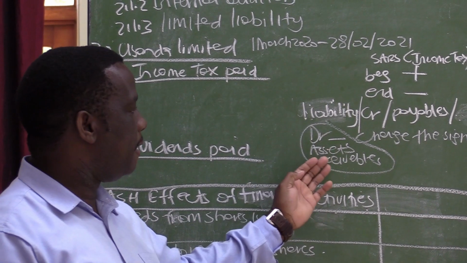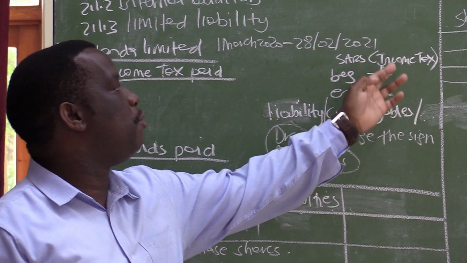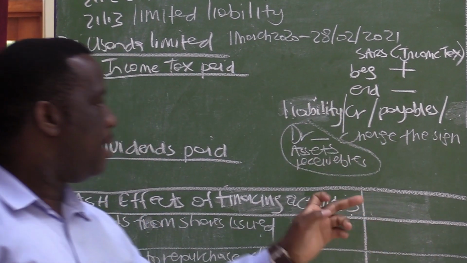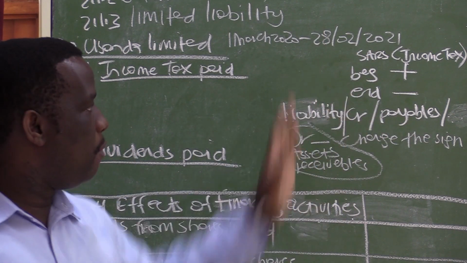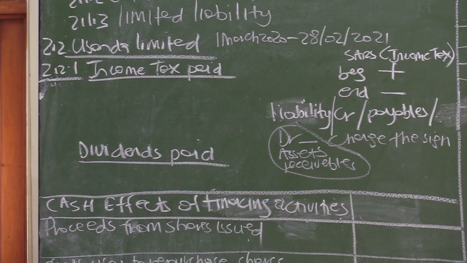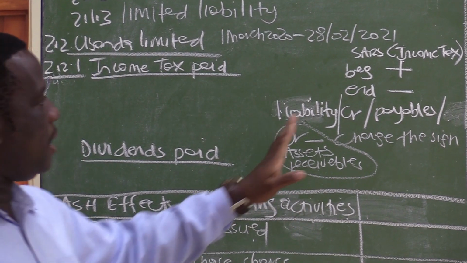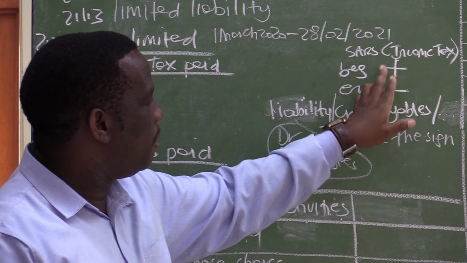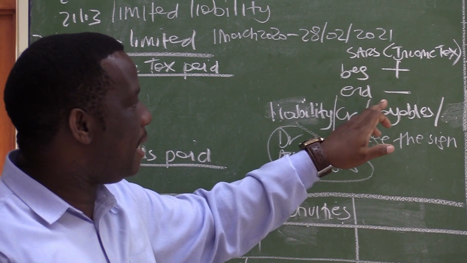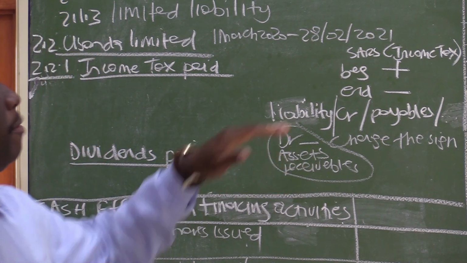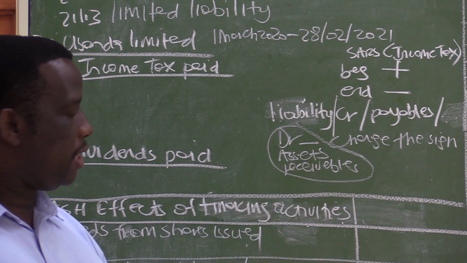So if it is the beginning that has been reflected under assets, it means the beginning will change to be a minus. If it is the end that is reflected under assets, it means that the end will change to be a plus. So this is the formula that is followed. Your income tax for the year plus beginning minus end, depending. But if you know this one, which says your SARS beginning is a plus and your SARS end is a minus, if everything is under liability, it will be easy. Because if you see another thing, you will then simply just change the sign.